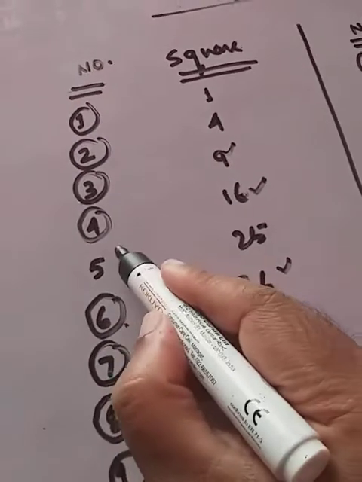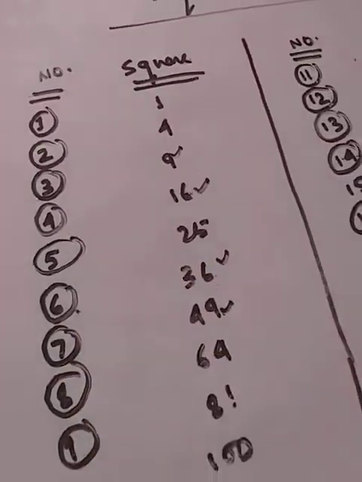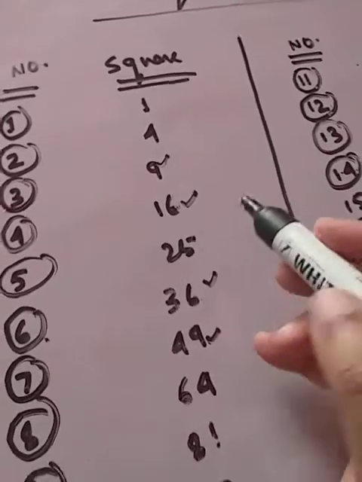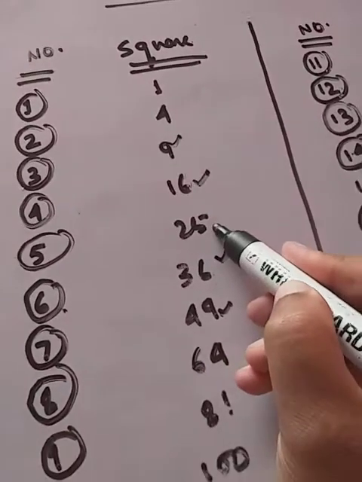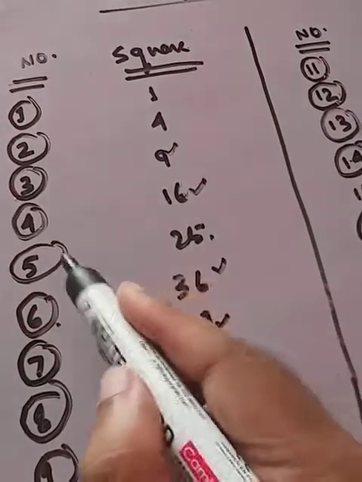Now 5. 5 is the only number which, when you square it, gives the same number in the unit digit, that is 5 only. 5 square is 25.